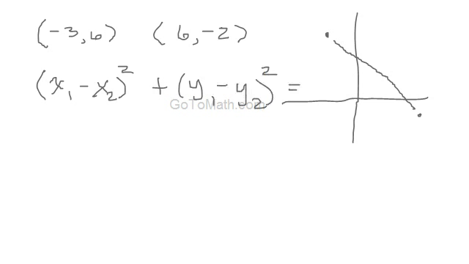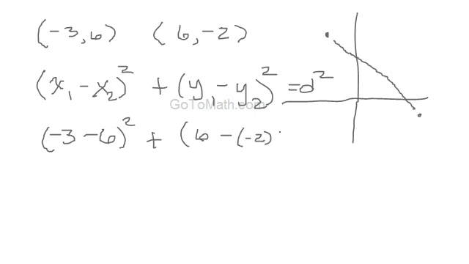Alright, same order. Of course, this is the distance squared. Okay, so we have x of 1, which is -3, and x of 2, so this is a minus sign, we square it, plus y of 1, which is 6, minus y of 2, which is actually negative 2.